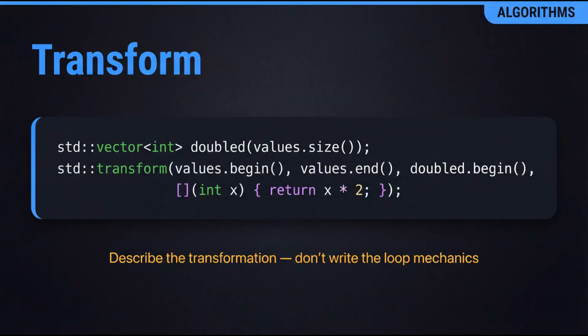Transform applies a function to every element and writes the results to an output range. We create a destination vector called doubled, pre-sized to match the input. Then we call std::transform with the input range, the output beginning, and a lambda that multiplies by 2. Every element is doubled. The key insight? You describe what the transformation is, not how to loop through the elements. The algorithm handles the iteration. This pattern is clearer than a manual for loop because the intent, transform every element, is explicit in the function name.